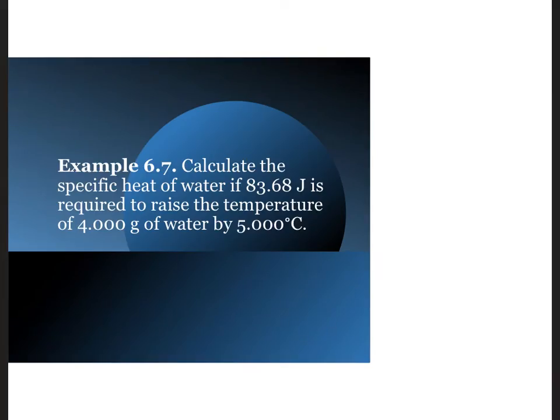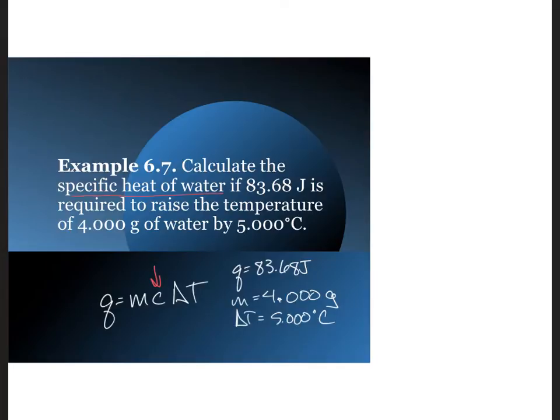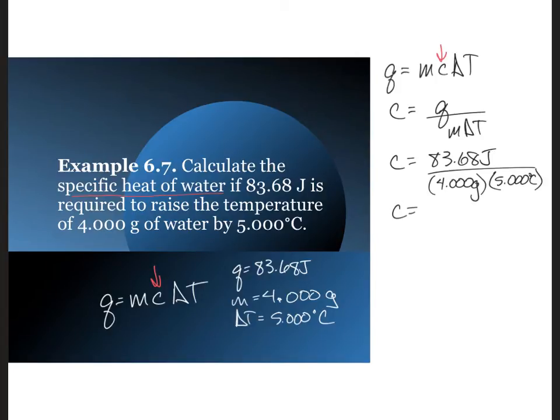What is the specific heat of liquid water? We can calculate it using the data provided and the equation Q equals mc delta T. Matching variables to numbers with their respective units, we see Q is 83.68 joules, delta T is 5 degrees Celsius, and the mass of water is 4 grams. Solving for c, we get c equals 4.184 joules per gram degree Celsius.